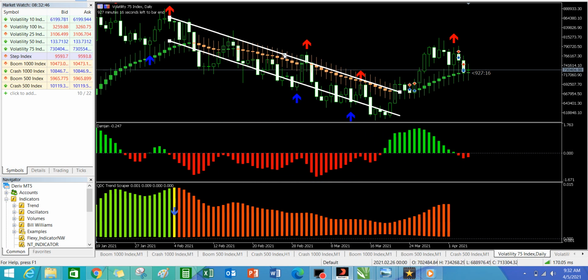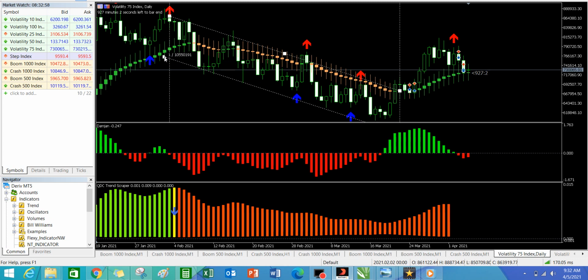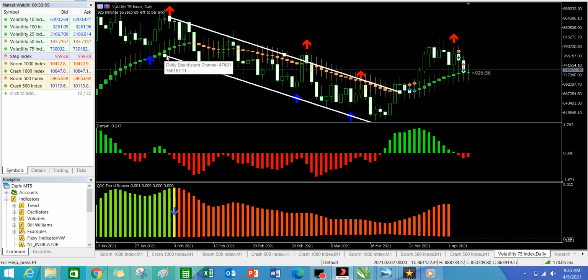So what I want you to do is to adjust it to the tip of the first candle. Just adjust it to the tip, then come here and take it to the tip or the other end of the candle below. This is the channel. Remember, each of these candles are daily candles. This is daily time frame. That is what I'm trying to say.